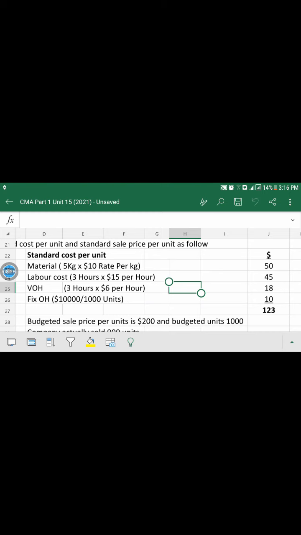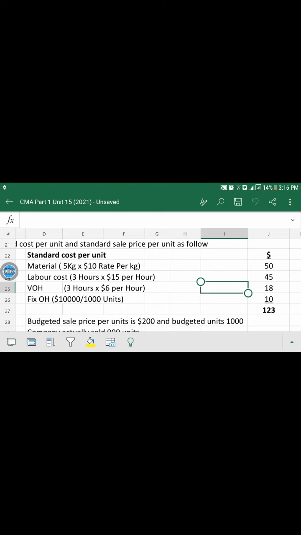And now the variable overhead cost. What is the variable overhead cost? It is 3 hours into 6 per unit. The variable overhead cost means indirect costs like electricity and factory costs. Those are the indirect and overhead costs. So 3 hours are needed per unit product, and we are paying 6 per hour. So the total variable overhead cost comes to 18.